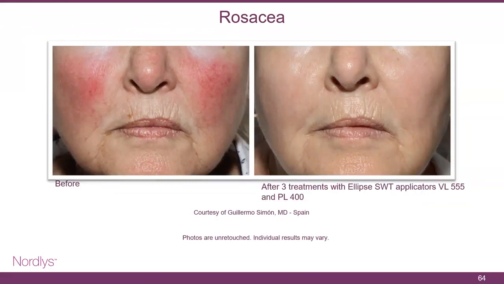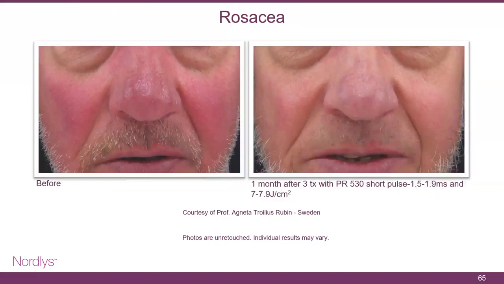So a combination here of the 555 and also what we call our PL 400, which is close to the infrared light spectrum. Nice clearance, 3 treatments here. Really, really good reduction in the diffuse redness, and unusually virtually no telangiectasia or little thread veins for this patient.